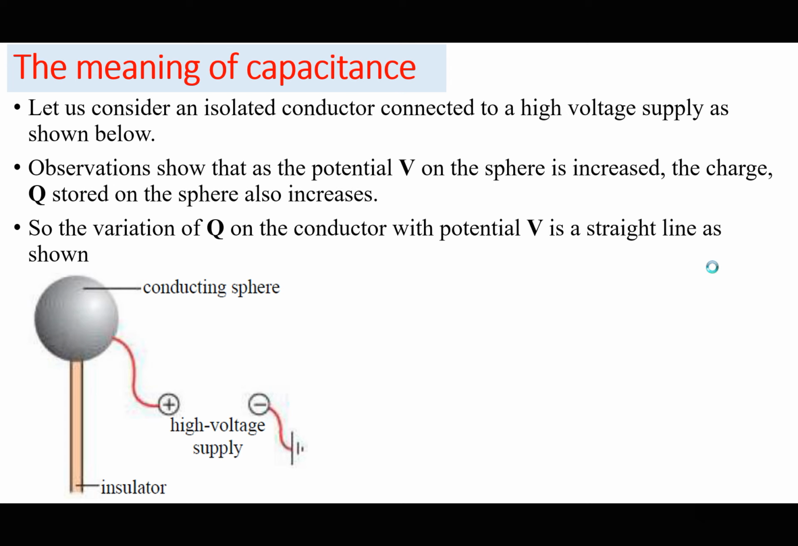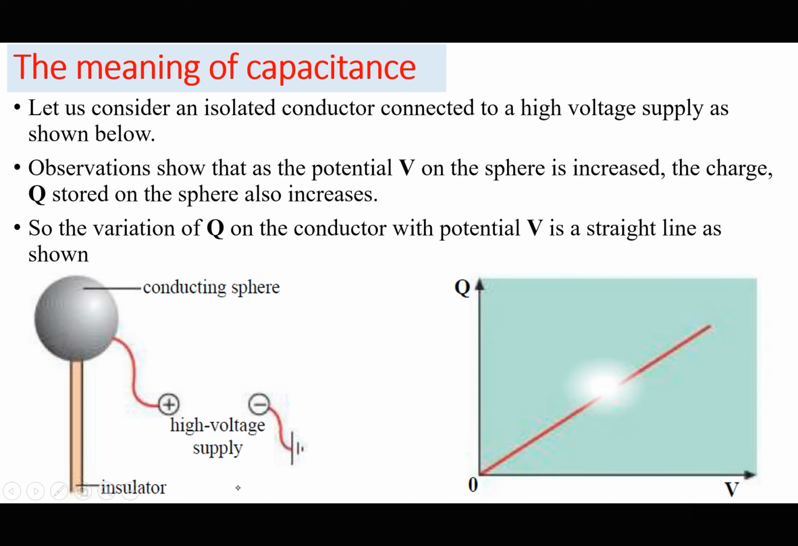So that means the variation of Q on the conductor with the potential V is supposed to be a straight line. If we have a variable power supply, let me put an arrow in it to mean that this is a variable power supply. So we adjust the potential here so that more charges accumulate on the sphere.